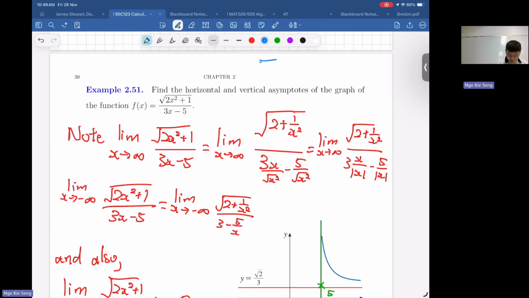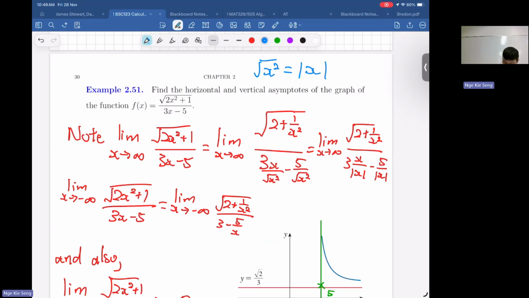Is everyone okay with square root of x squared being equal to modulus of x? Everyone fine with this? I think we didn't stress on this, but this is what happened. Because if you put a negative number x into x squared, you get a positive number, and the square root of a positive number is still positive. This is what modulus x can do for you.